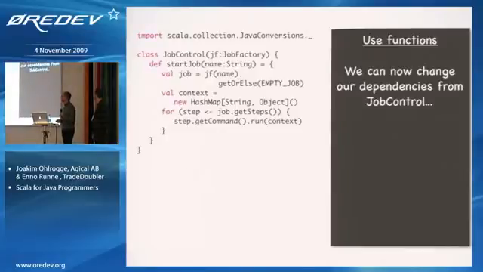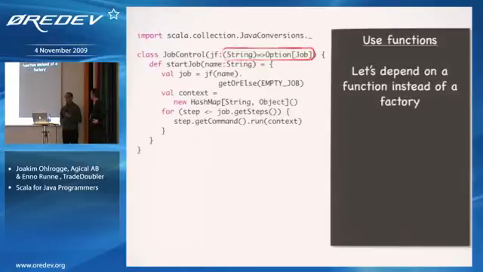Here we use the job factory as a type in here. But it doesn't really do much more than this method that takes a string and returns an option of job, which we want to put here. So this job factory fulfills the type string to option of job.